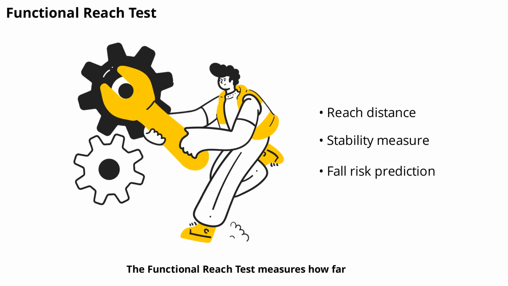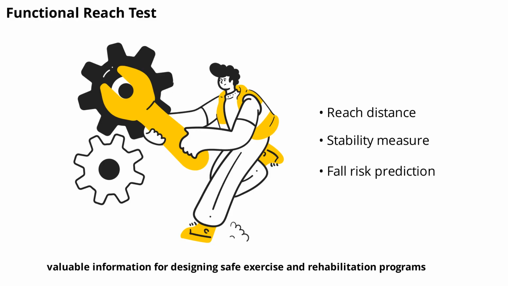Functional reach test measures how far you can reach forward without losing balance. It's a simple way to assess stability and predict fall risk in people with osteoarthritis. This test is quick to perform and provides valuable information for designing safe exercise and rehabilitation programs.